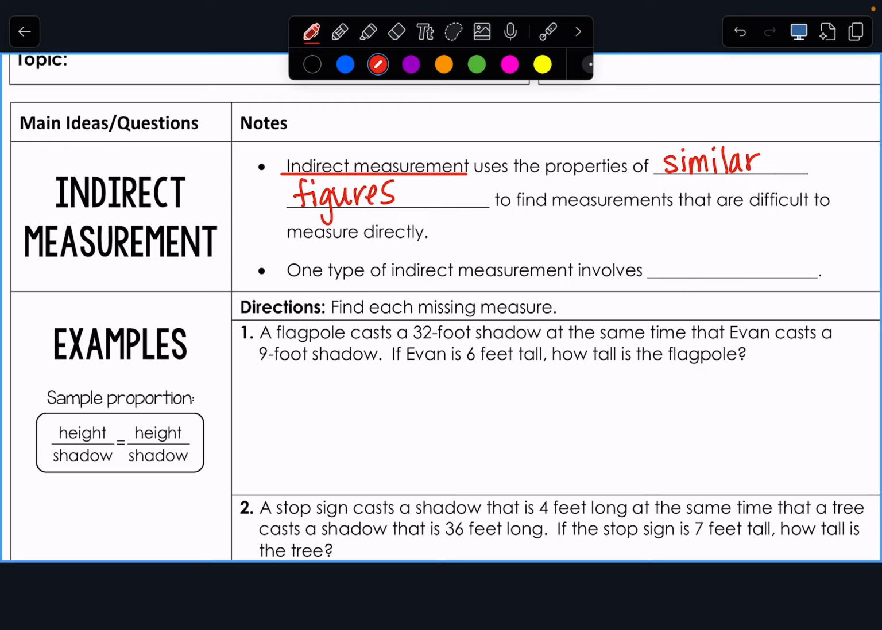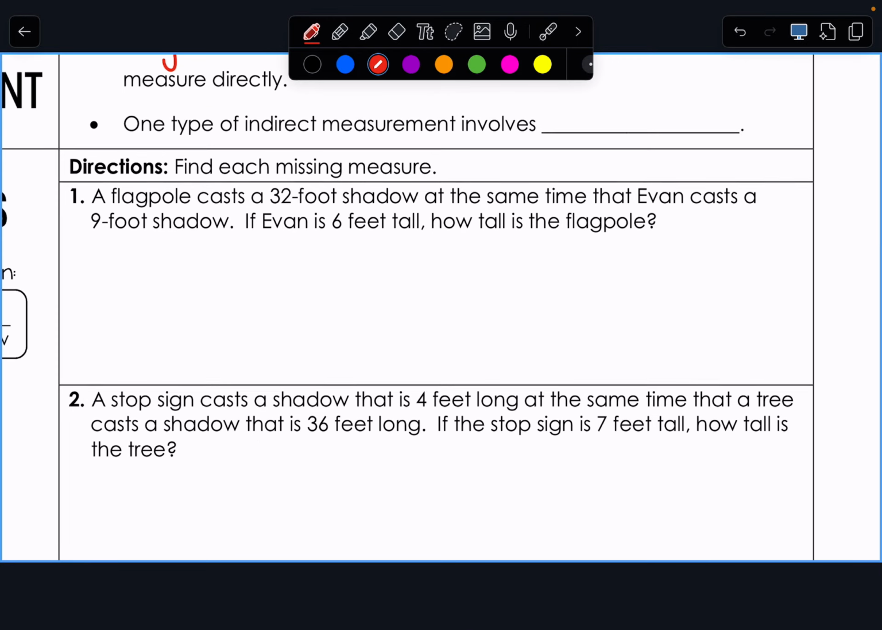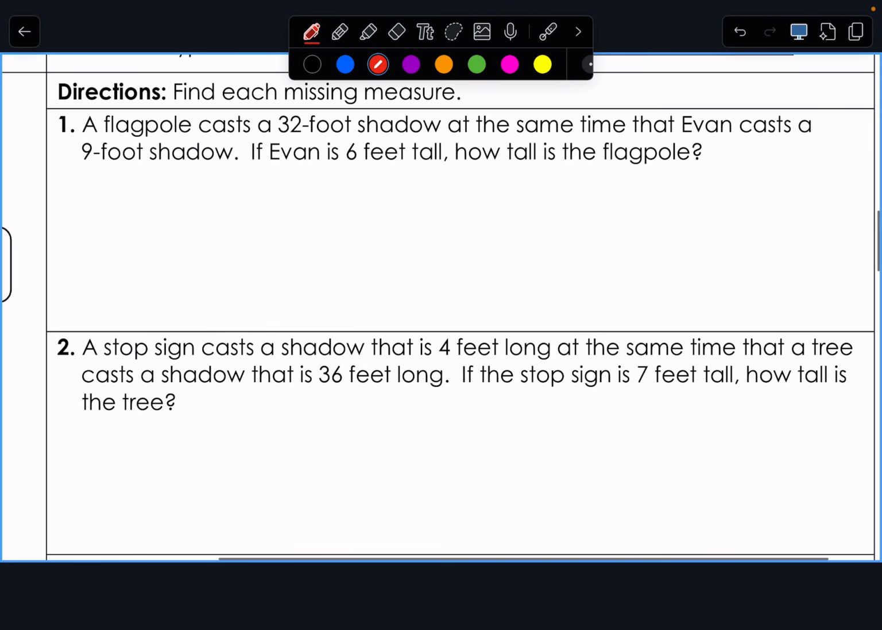I do not think that you have to draw the most beautiful pictures in the entire world. They don't have to be super detailed, but we need to be able to figure out what's going on, okay? So, we have a flagpole and a guy named Evan, right?